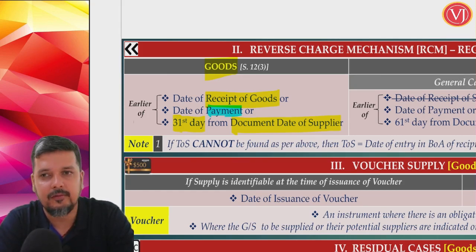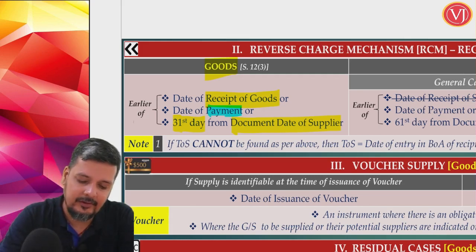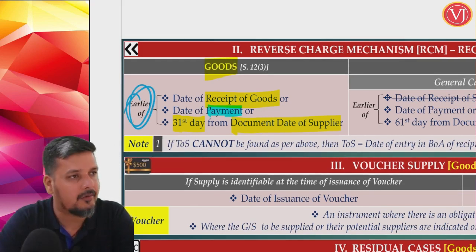When you have received the goods, when you have made the payment, or 31 days from the document of the supplier. That document is not a GST invoice, it is a normal invoice without GST. It is a normal invoice, the document date of the supplier, whichever is earliest, that is the time of supply.